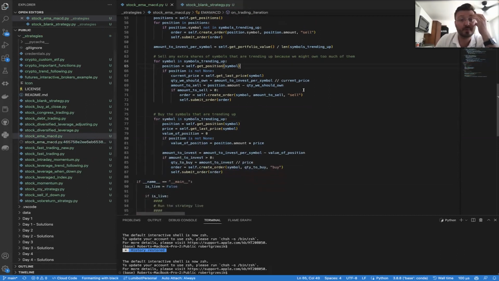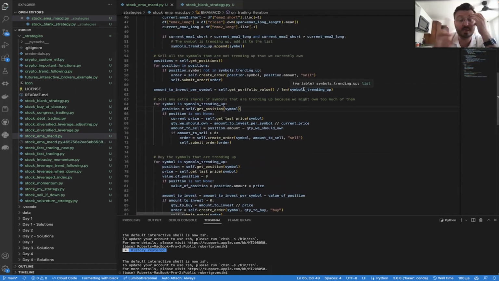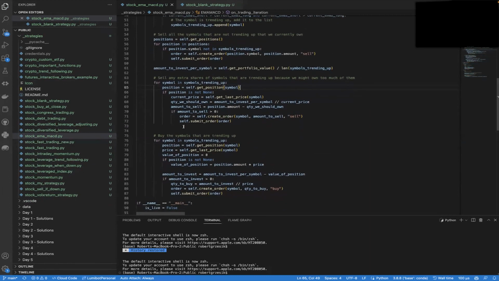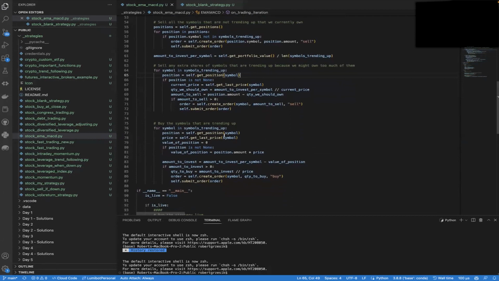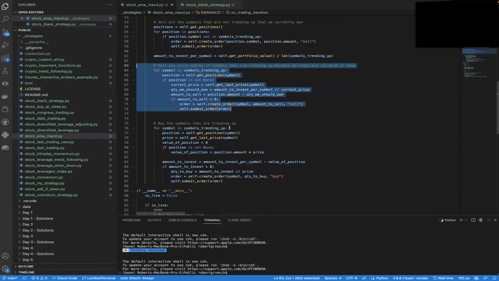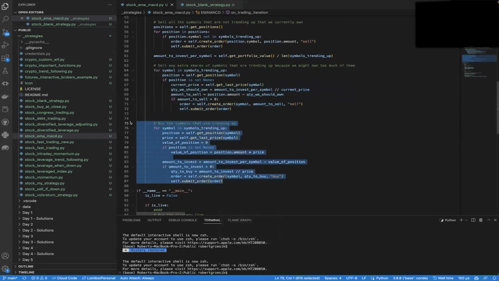Is this making sense? Any questions on this so far? The last two parts, I get confused. Sorry? The last two parts, after selling the position. Yeah, this part and that, these two.